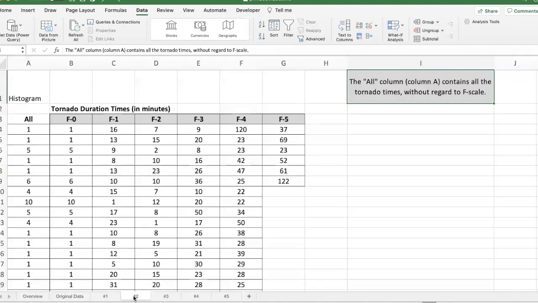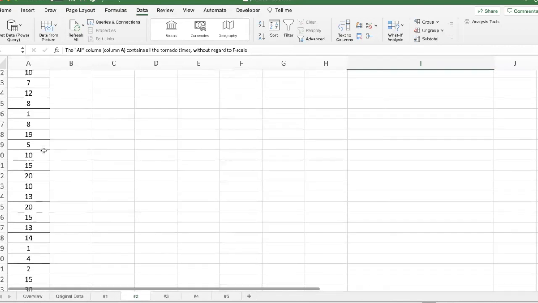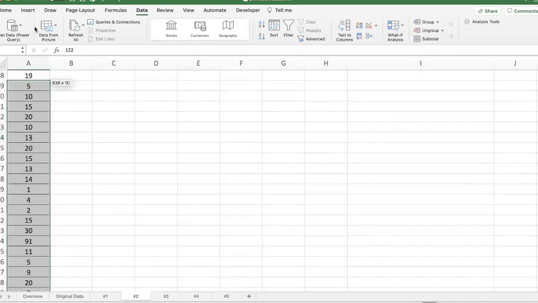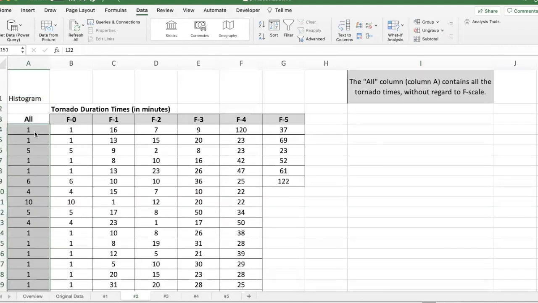In graph number 2, these are all of the tornado times, so you're supposed to do a histogram of all of the tornado times. These were the original F scales, individually, but what I've done is copy all this data and put it into one single column here, the A column. You can see it goes all the way down to about 151. I'm going to highlight this data, and we're going to create a histogram here.